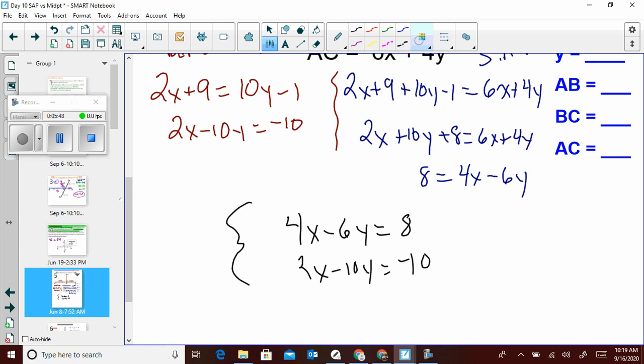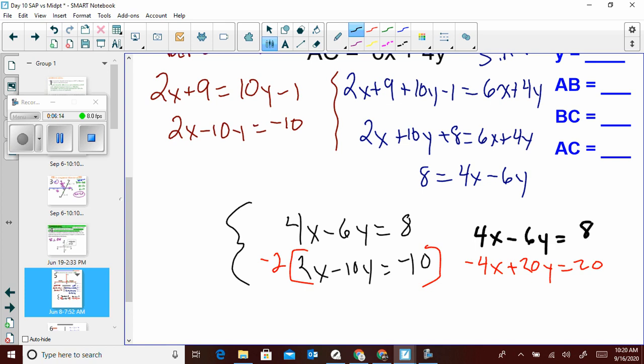I want to make them match. I'm going to do elimination. So I'm going to multiply this one here by a negative 2. So it becomes negative 4x plus 20y is 20. Make sure you distribute that negative 2 to each of the three terms. And the reason I picked negative 2 is because I want to eliminate the 4x. So here I have 4x minus 6y is 8. I'll add them. That'll cancel. 14y is 28. y is 2.